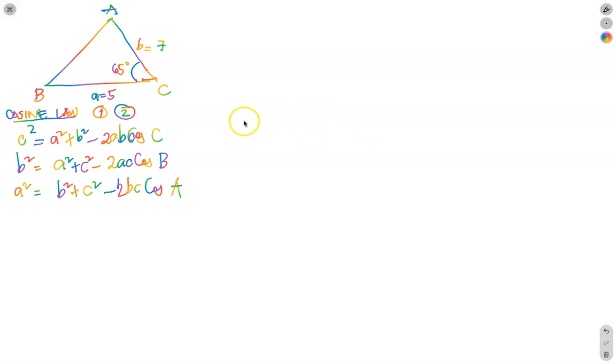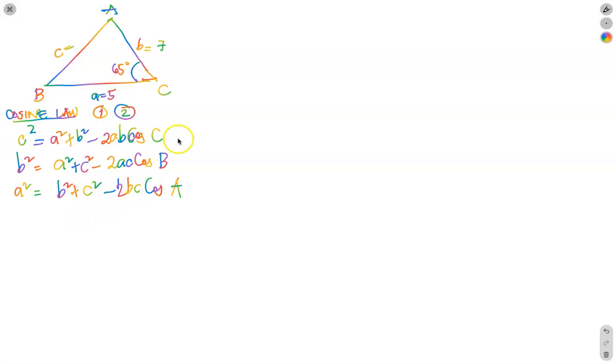Alright, so let's solve the given problem. The problem is under case number 2, with two sides and an in-between angle given, and the unknowns are angle A, angle B, and side C. So the first thing that can be solved is the length of the side opposite to the given angle C. So we can solve first C using the law of cosine.